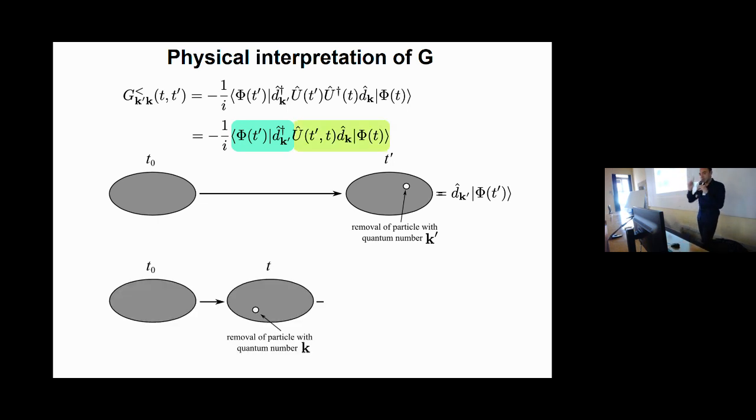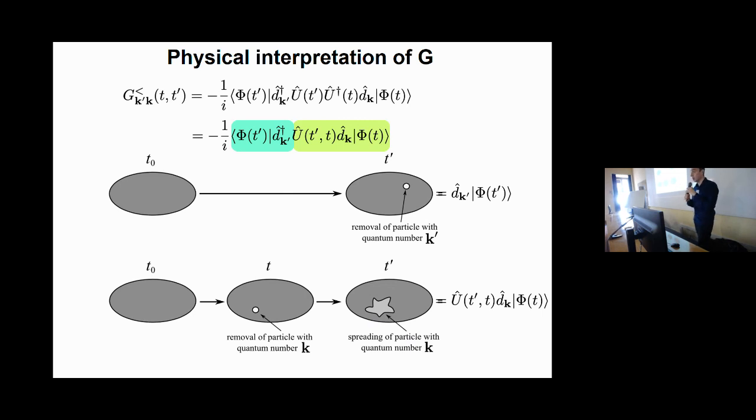Now let's have a look at the ket. The ket tells you something a little bit different. We evolve the state, phi, from time t0 to time t. At time t, we remove a particle of momentum k. And then, of course, this is an animation. It's working. And then we let the system propagate from time t to time t prime, and then we take the overlap with the state that is on top.